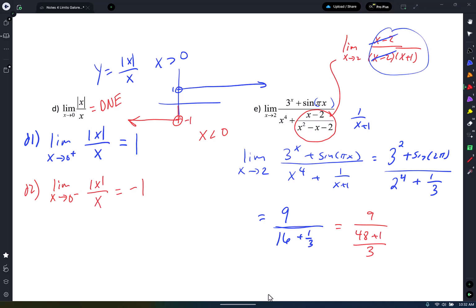I'll stop. What's 9 times 3? Keep change, flip. I don't think that simplifies. Does it simplify? Leave it alone. That's the best answer. This one's okay. This one's better. This one's best.